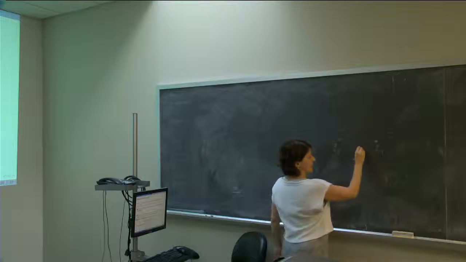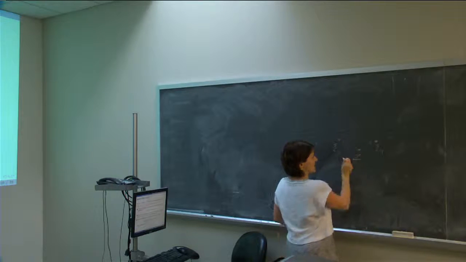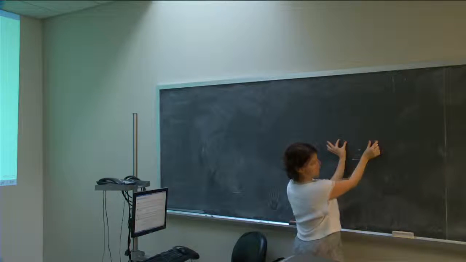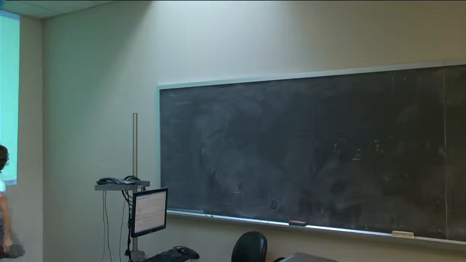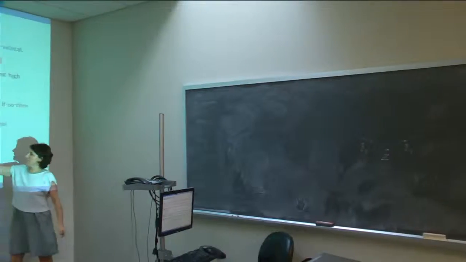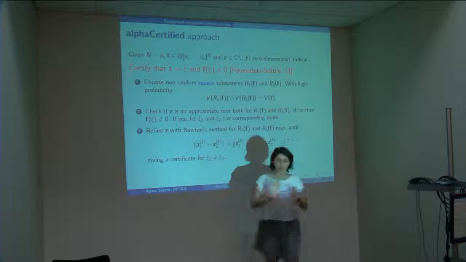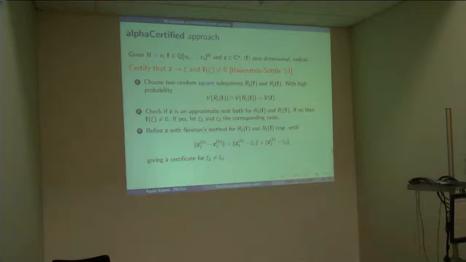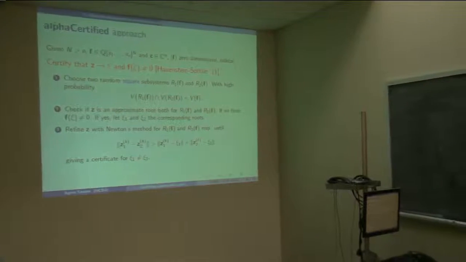Basically, what they do is go close enough that you can bound this distance, so that the sum of these distances is smaller than the distance between the two points. As you get closer and closer, you know that these two points are separate and not the same. Yeah?